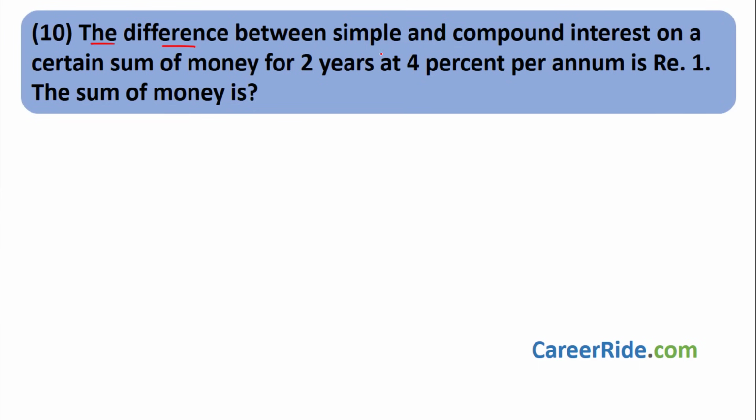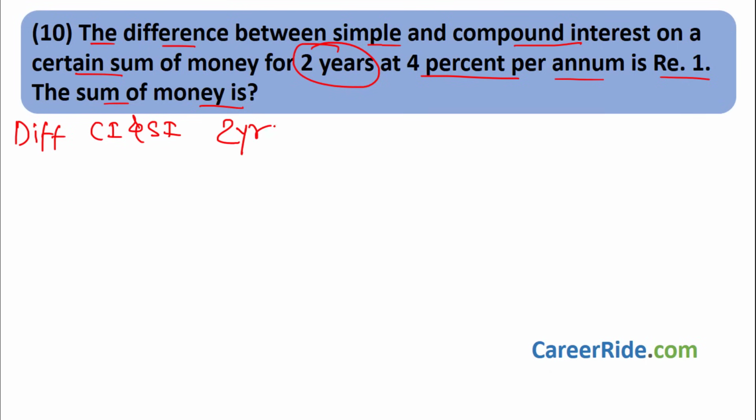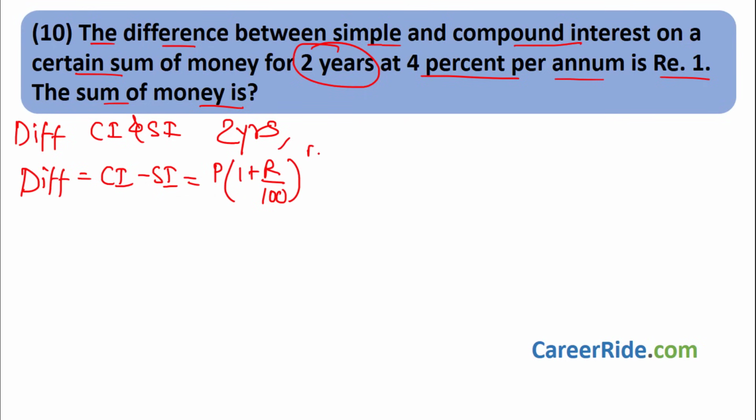The difference between simple and compound interest on a certain sum of money for 2 years at 4% per annum is rupee 1. The sum of money is? Again, as we have seen at the start, whenever they have given a difference between compound interest and simple interest for 2 years, what we have? The difference, that is nothing but compound interest minus simple interest, will always be equal to, what is the formula for compound interest? P into 1 plus R upon 100 raised to n. But we remove this, and instead of n, what do we write? 2 years. Why? Because the time period given is 2 years.